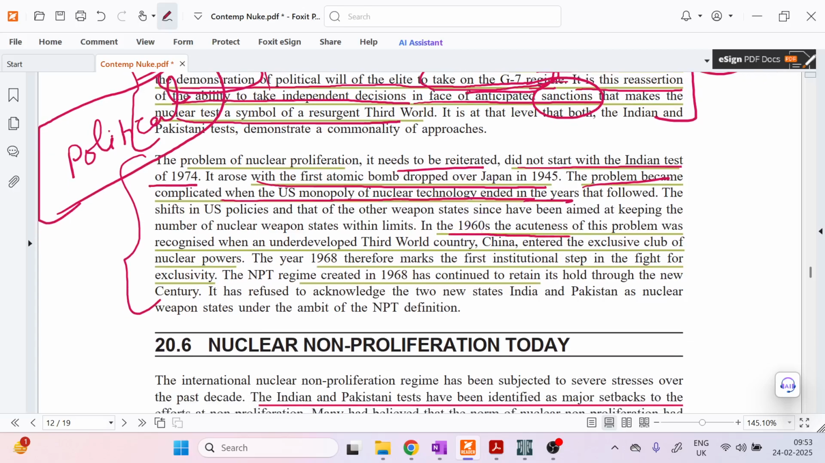So in the 1960s, the acuteness of this problem was recognized when an underdeveloped third world country, China, entered the exclusive club of nuclear powers. And then the year 1968 marks the first institutional step in the fight for exclusivity. The NPT regime of 1968 has continued to retain its hold through the new century.